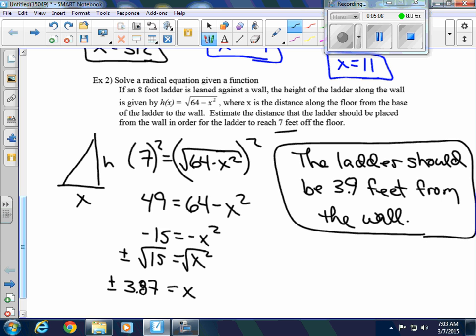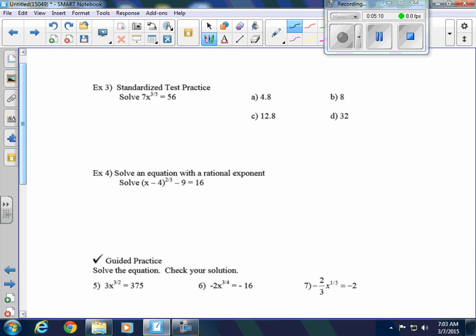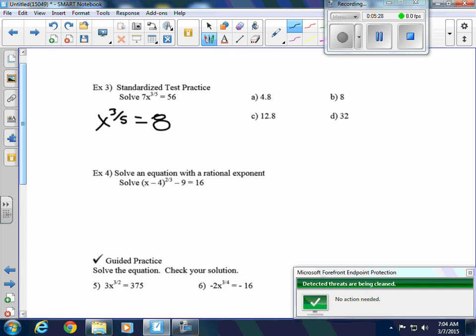So that's what we should have for that one. Examples 3 and 4 now give us equations with rational exponents rather than radicals. So we're going to do the exact same thing. Again, example 3, we have to divide by 7. So now we get x to the 3/5 equals 8.